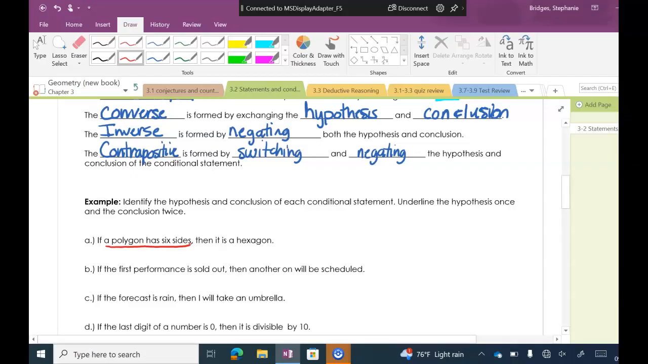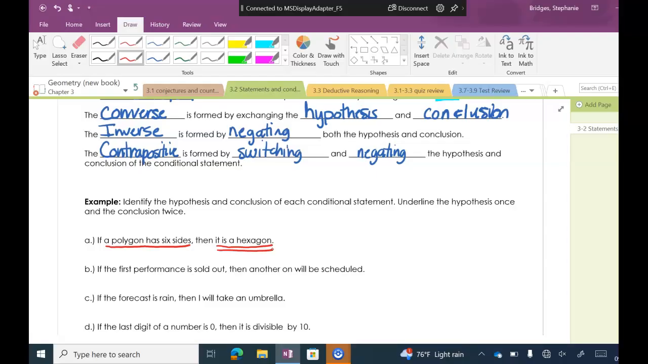And then we said that our conclusion comes after what word? Then. And so what's after then here? It is a hexagon. So I'm going to underline that twice, because it tells me underline the hypothesis once and the conclusion twice. Does that make a little bit of sense? Okay, do the next one, do B.